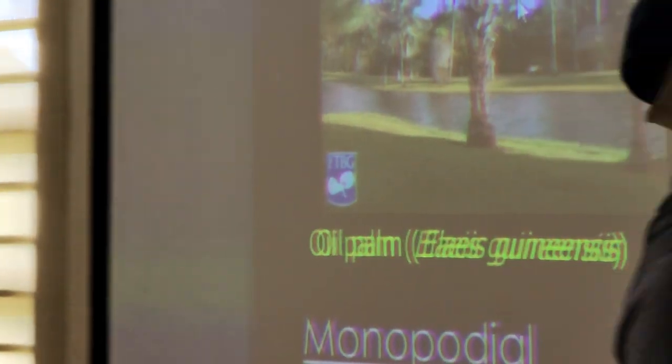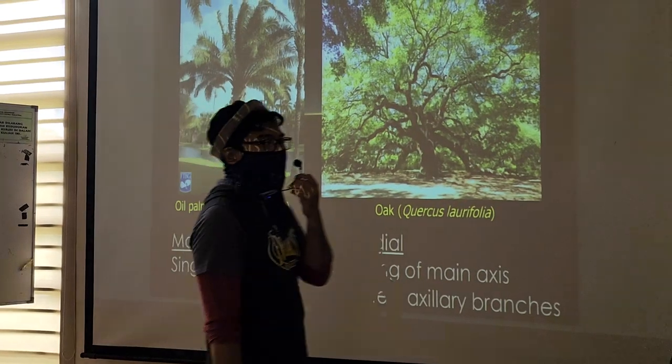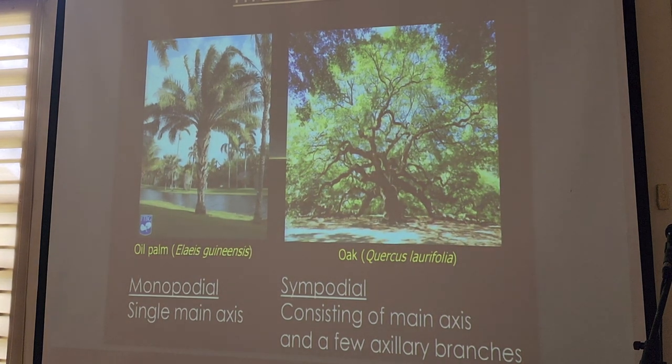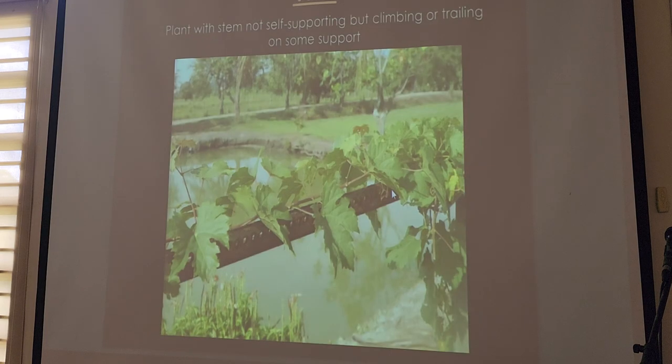And then we have oak. We don't have oak in Malaysia. Yeah, but I think if you watch lots of movies, you should know this tree. And it has got the sympodial growth. Okay, monopodial, just one. Sympodial, it kind of joins together. You can do all this branching thing. All right. And then they've got the vine, the stem not self-supporting, but climbing or trailing on some support.